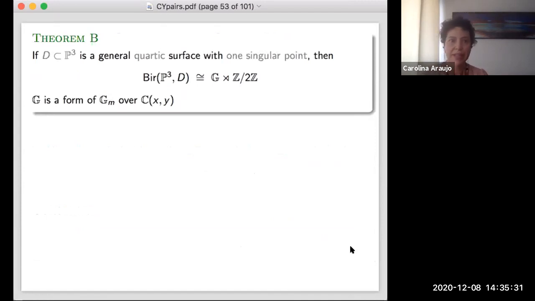We started to look at more degenerate cases, and we started looking at the case when D is again a quartic surface in P3, but now we do not assume it is smooth. We take a general quartic with one singular point. And then we actually compute this birational group. It is a semi-direct product of a group G, which I will describe, and the cyclic group of order 2. And this G is a form of Gm over the function field of the plane. By a form of Gm over a field, I mean an algebraic group defined over this field, which is not isomorphic to Gm, but after a finite field extension it becomes isomorphic to Gm.